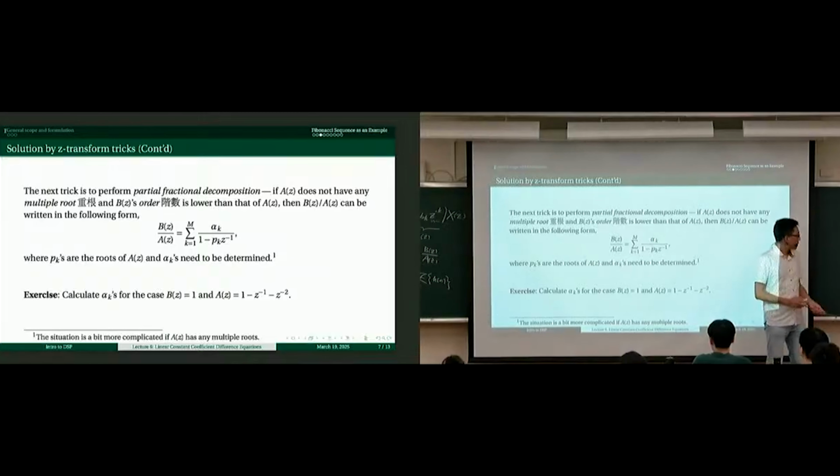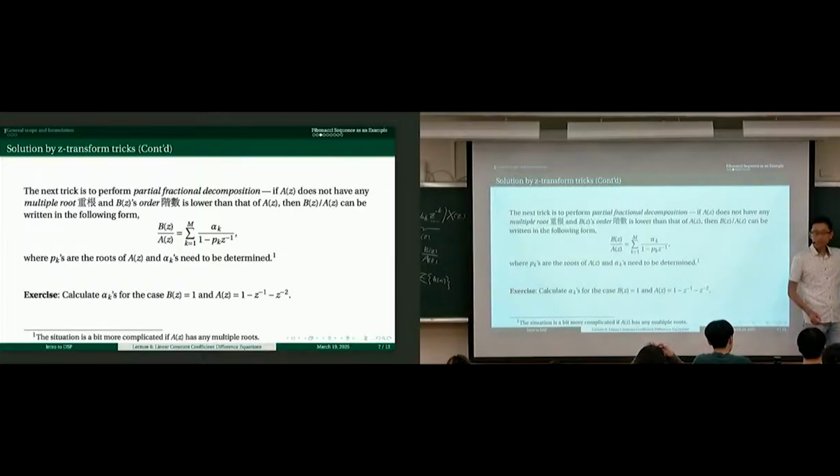But this is the recommendation. Let's just force the equality to hold, and then we attempt to find alpha 1 and alpha 2, where P1 and P2 have already been solved. We already know P1 and P2, the golden ratio. What's still unknown is alpha 1 and alpha 2. So far so good? That's the second intermediate step. All right, so let's follow the slide.